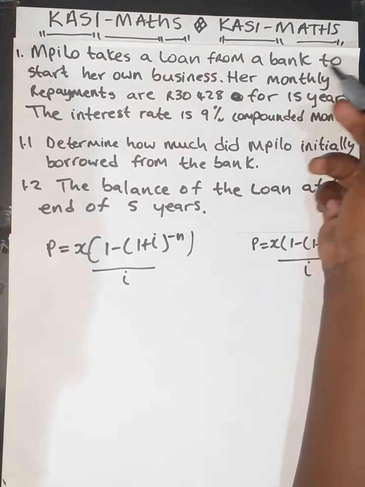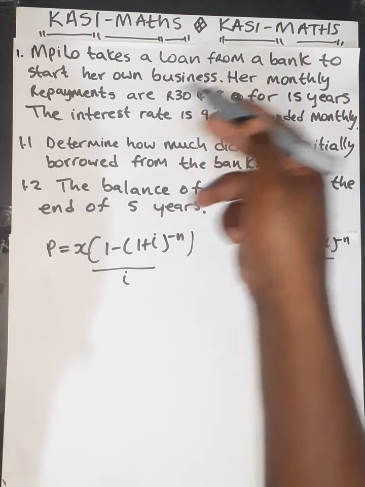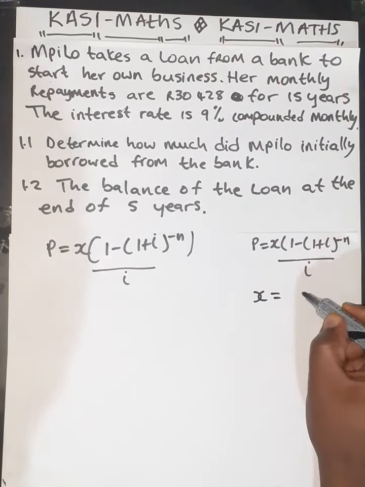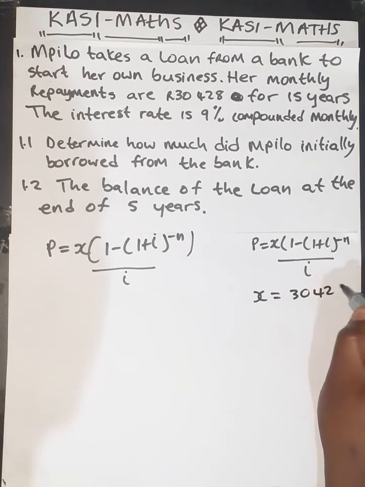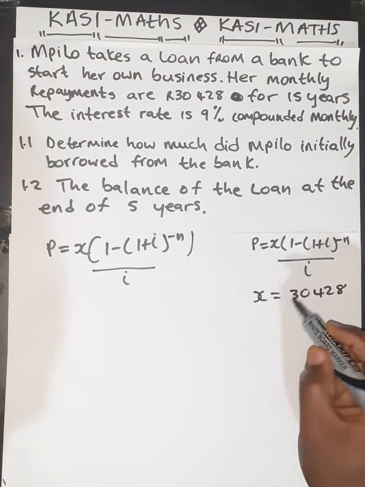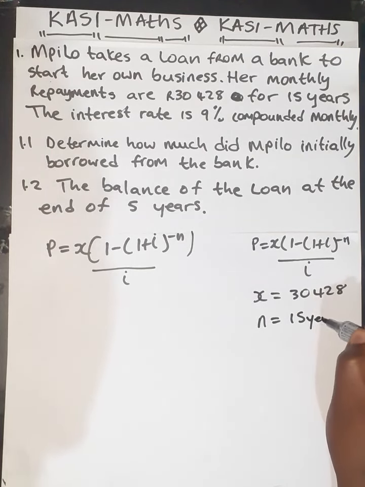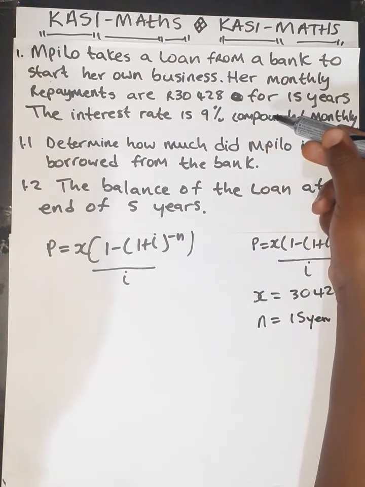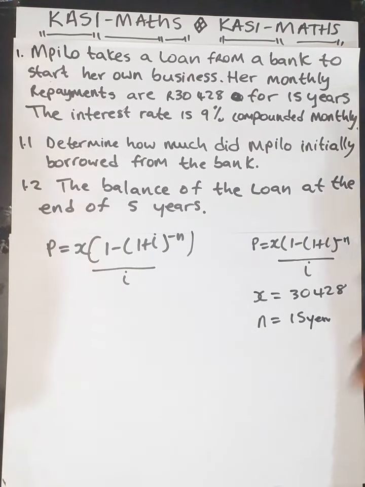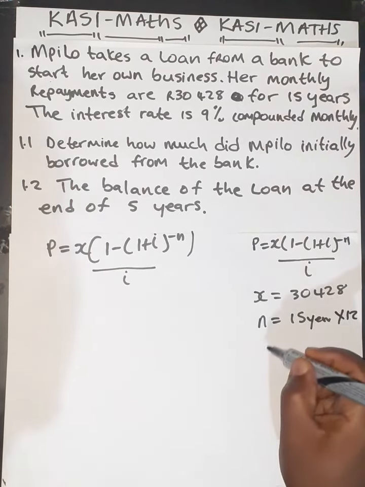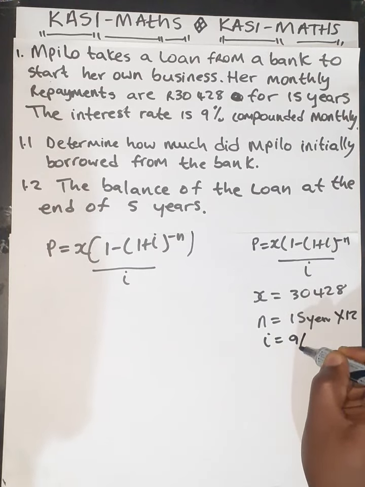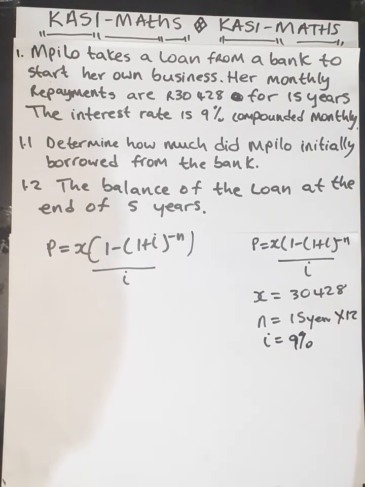Mpilo takes a loan from a bank to start her own business. Her monthly repayment, so we know X, is 30,428. And then for 15 years, so we know what n is: over 15 years. Since it's 9% compounded monthly, we multiply by 12. Compounded monthly means i is 9%, which is equivalent to 0.09. Since it's compounded monthly, we divide by 12.